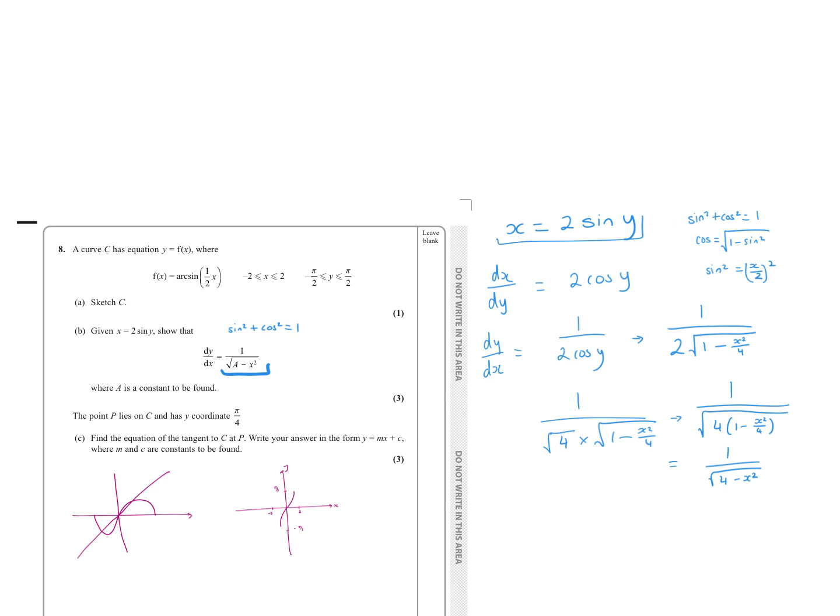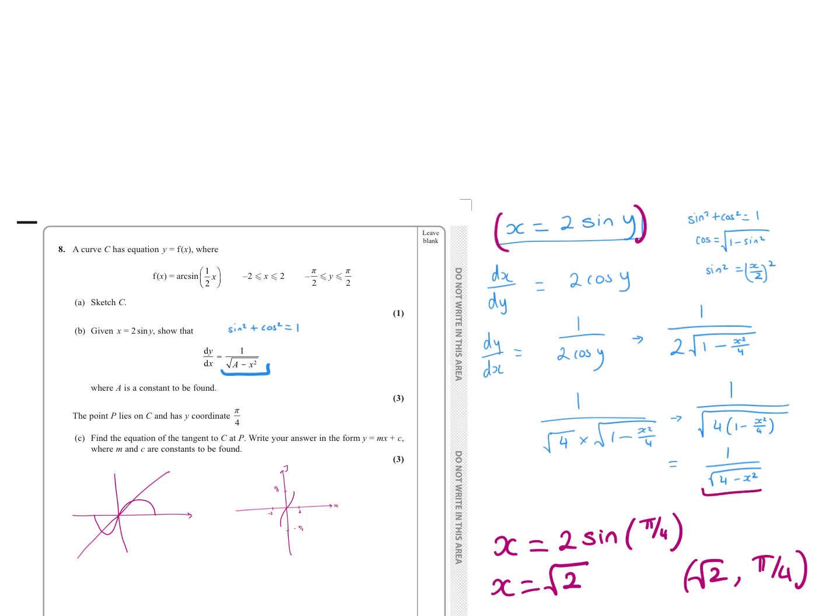Right. Part C. The point P lies on C and has y coordinate pi over 4. So to find x, I'm going to substitute it in here, right? So x equals 2 sine pi over 4. 2 sine pi over 4 is root 2. So x equals root 2. So our coordinate is root 2, pi over 4. Is that a mark? I don't know if it's a mark. It might be. Yeah, I think it will be.